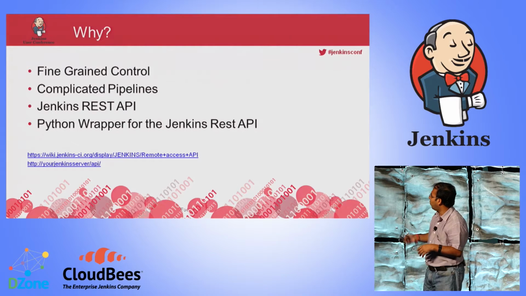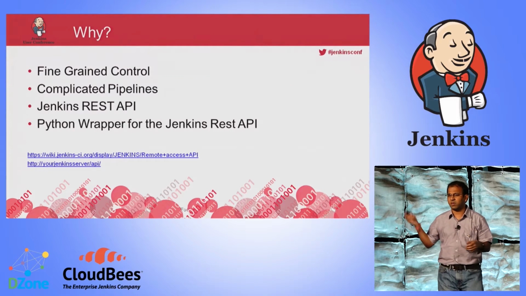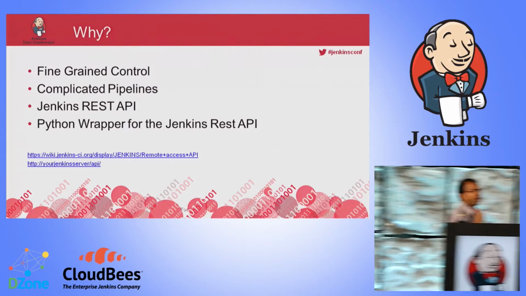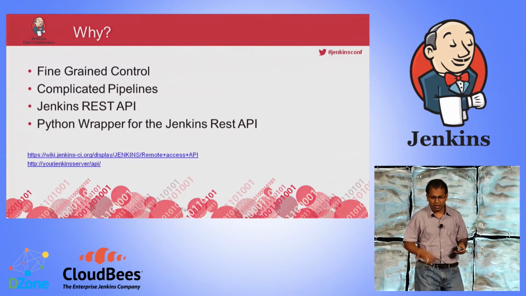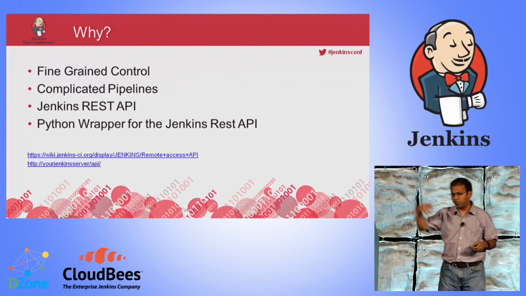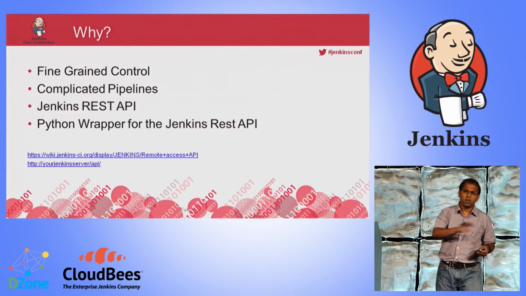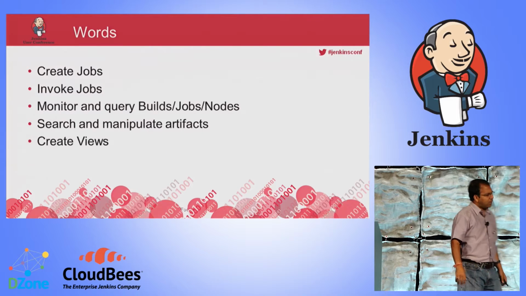You can read more about the remote access API in those URLs, and if you just search, that's one of the things in the Jenkins wiki. I'll not delve into it in detail, but if you want to really understand the internals of the API, there's the XML API, JSON API, and this Python wrapper, and so on and so forth. I'll talk about other libraries at the end of the talk as well, just to be fair to other libraries as well.